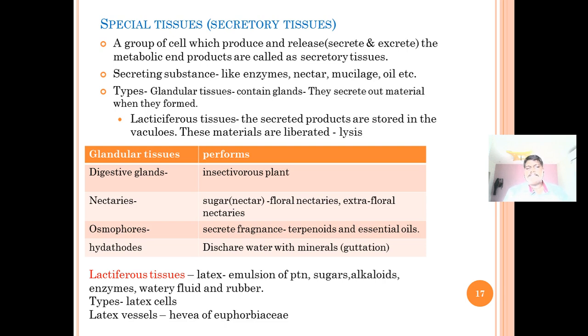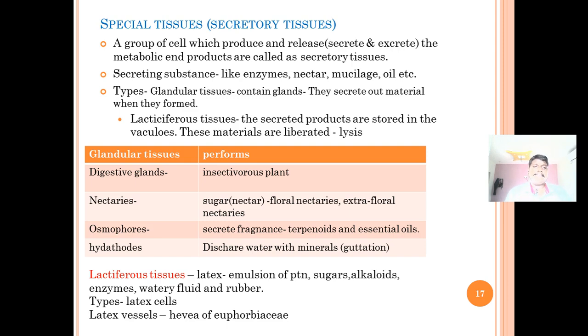Digestive glands are present in the plant, especially insectivorous plants, as an extra secretory structure, and they produce numerous digestive enzymes. When an insect is trapped, the nitrogen content will be absorbed by the plant after complete digestion.